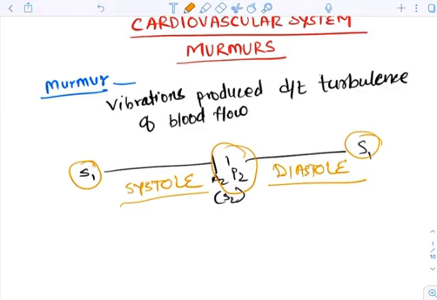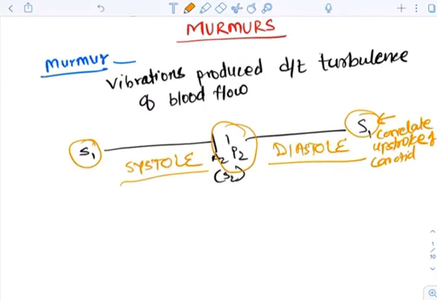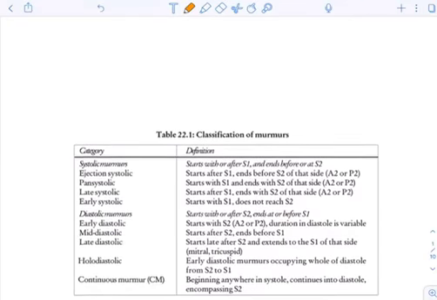Clinically, when you hear any murmur with the stethoscope, you should keep one hand at the carotid artery to appreciate the carotid pulse, as the heart sound S1 correlates with the carotid pulse. S1 correlates with the upstroke of the carotid pulse, and this is how you come to know whether the murmur is systolic or diastolic.